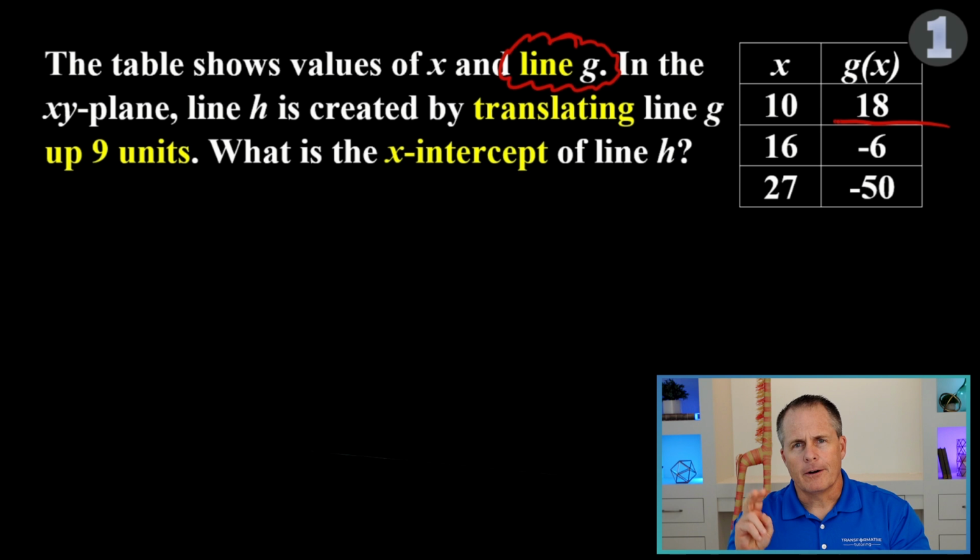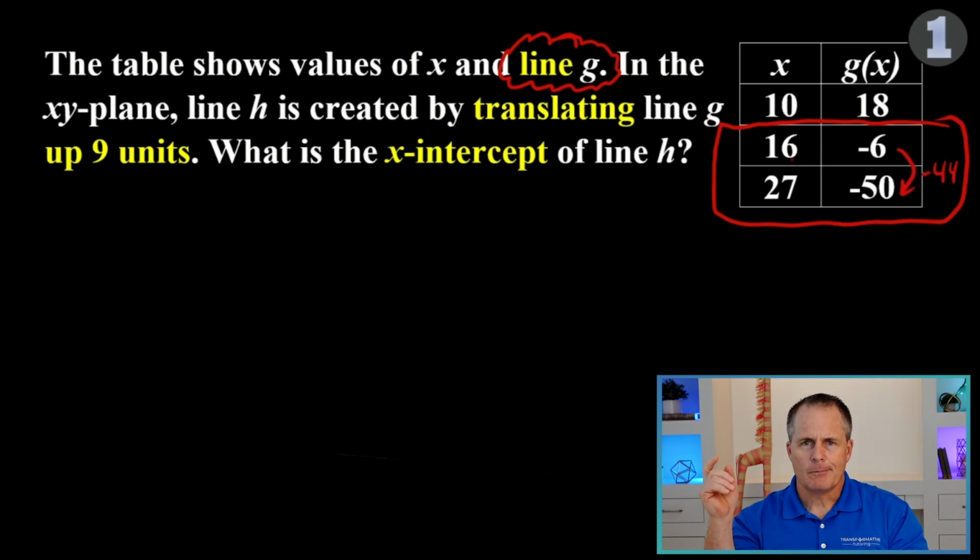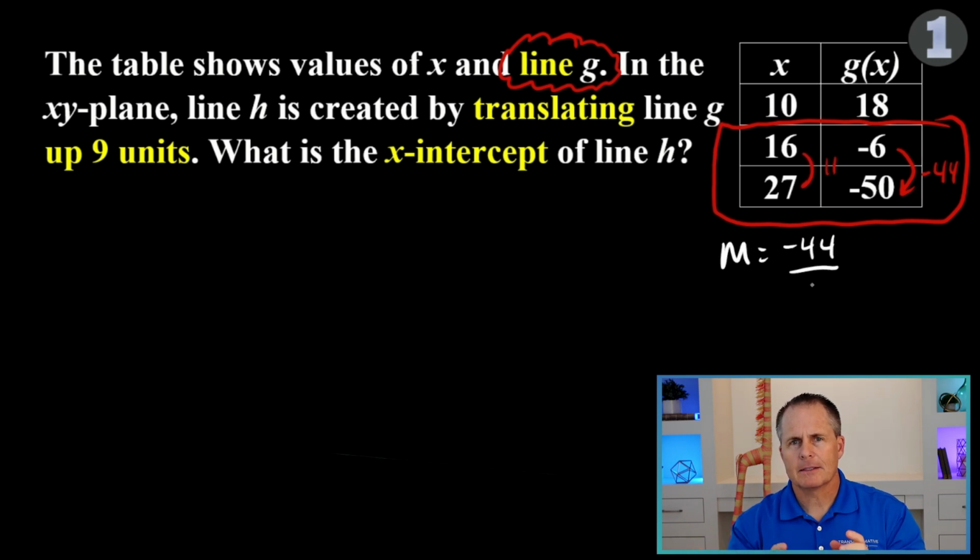All we need are 2 ordered pairs to find the slope. So I'm going to pick the bottom 2 ordered pairs. Looks like the y values went down by 44 while the x values went up by 11. So that would make the slope -4.